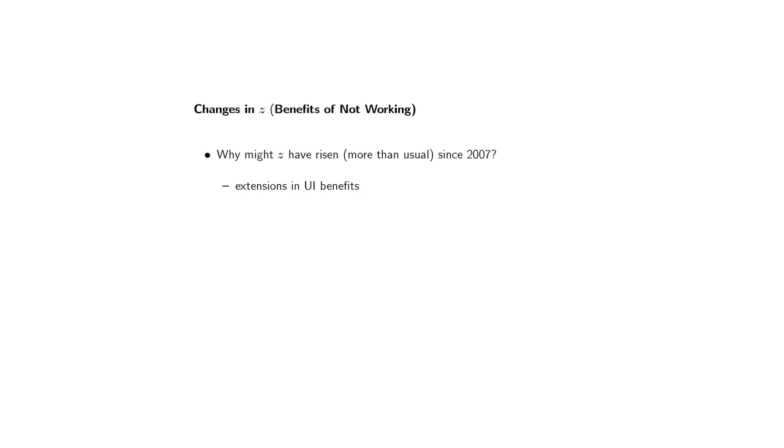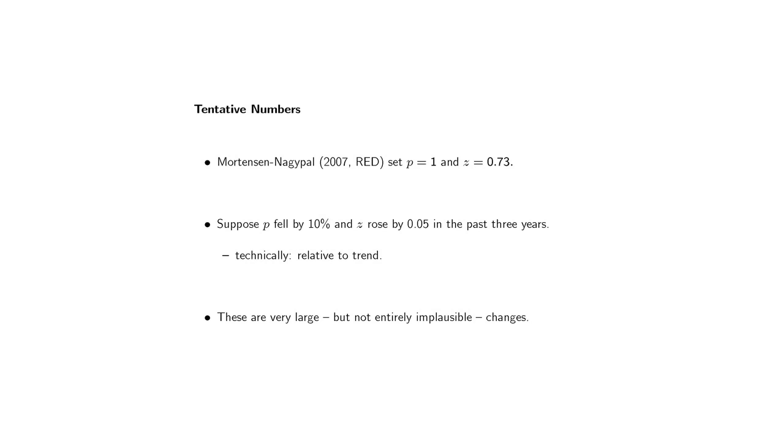So these are tentative numbers. And they're only to illustrate the point that there's a lot of uncertainty left about the natural rate of unemployment when we look at the unemployment vacancy data. So Dale Mortensen and Ayşegül Şahin, Dale Mortensen is the same Mortensen that I mentioned earlier as having won the Nobel Prize, still a very active researcher. They have a paper where they set P equal to 1 and Z equal to 0.73. The question is, suppose in the last 3 years we'd had a 10% fall in P and a 0.05 increase in Z.